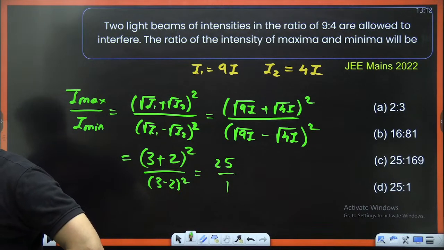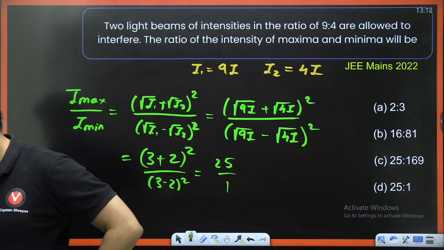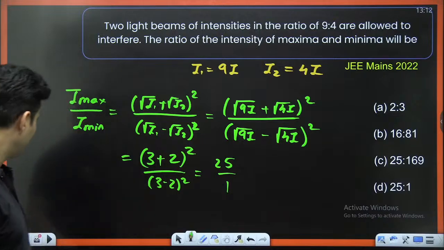Cool. Shall we go ahead? Shall we proceed ahead to the next one coming up on the screen? Right. Let's move on.